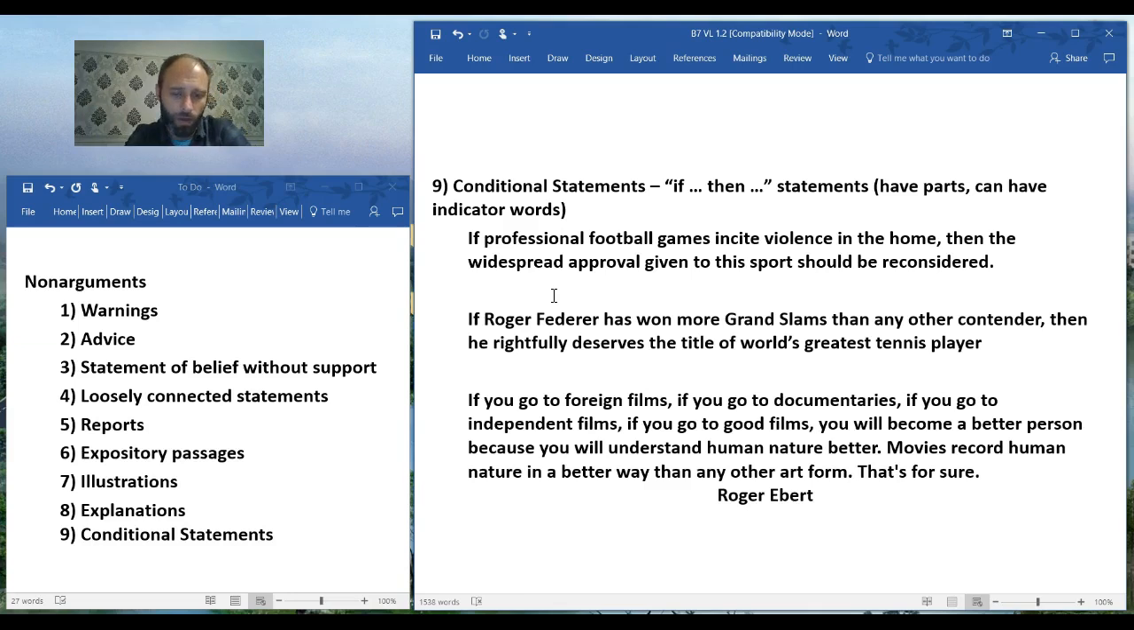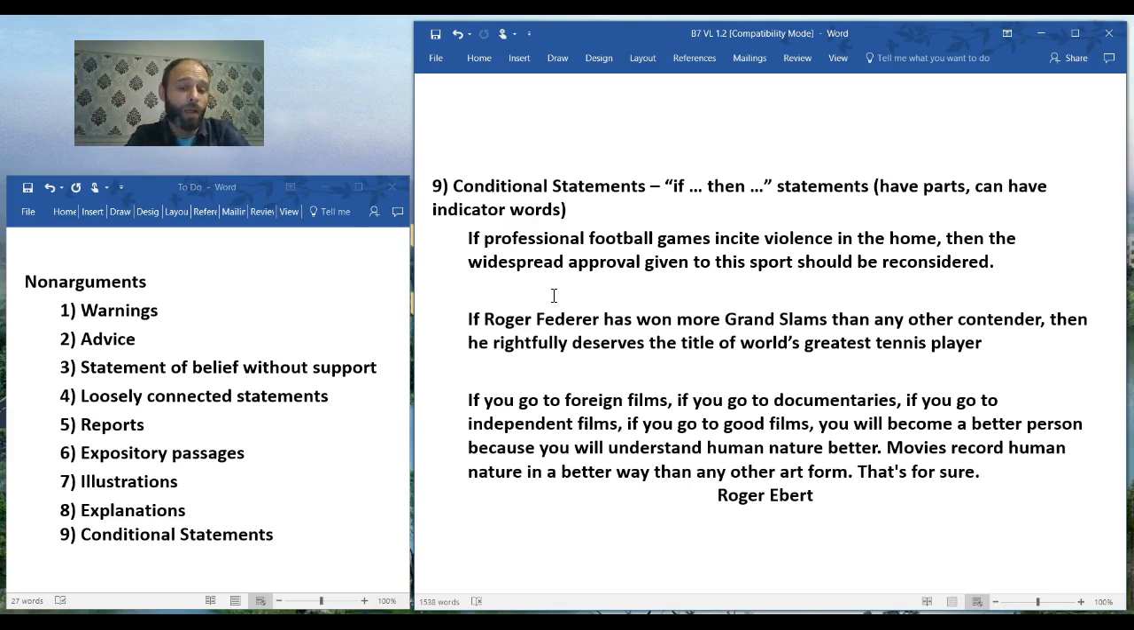So let's look at the third example here. If you go to foreign films, if you go to documentaries, if you go to independent films, if you go to good films, you will become a better person because you will understand human nature better. Movies record human nature in a better way than any other art form, that's for sure. So here we have a fairly long conditional statement with a whole bunch of if parts and one then part. The if parts are: you go to foreign films, you go to documentaries, you go to independent films, you go to good films. And we get the then part, you will become a better person.